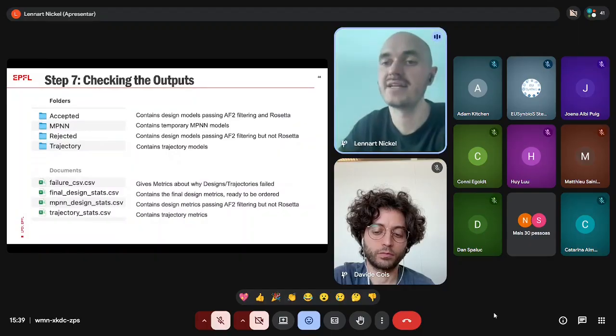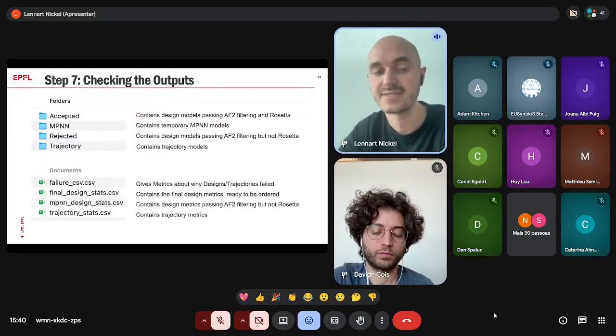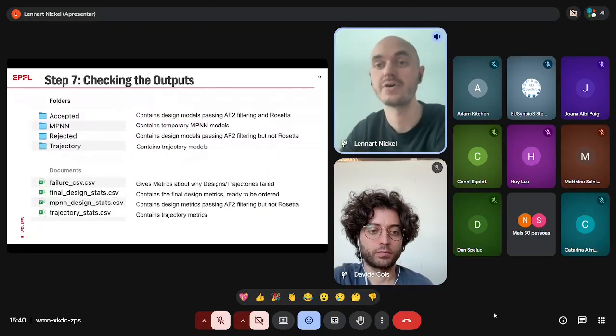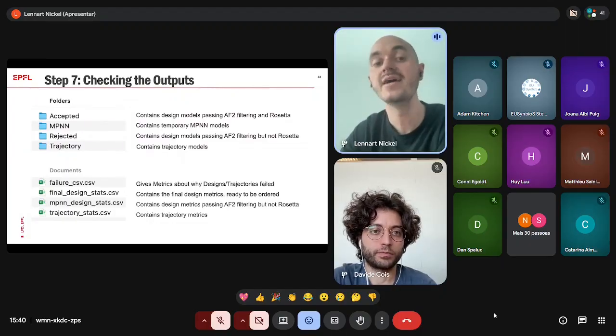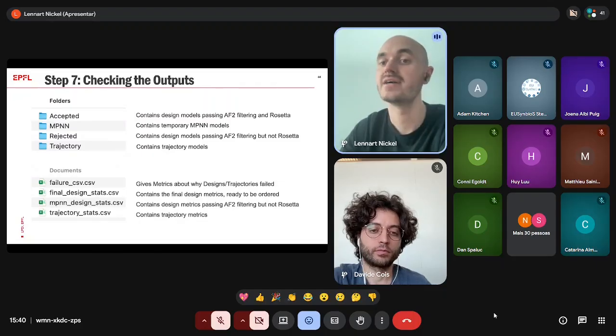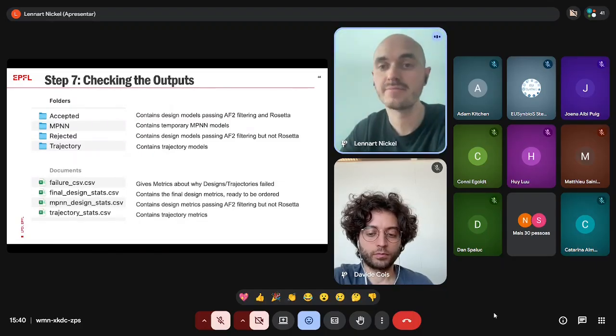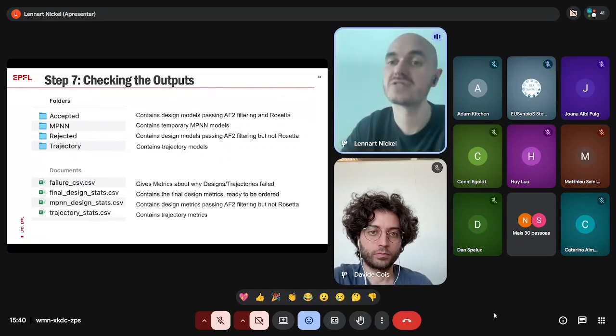Now, if you have run your designs overnight and you come back the next morning, what you will hopefully find are these kinds of outputs. You will find folders that will give you the trajectories, MPNN, and then accepted and rejected designs. The most important part is the accepted designs. In there, you find designs that have passed all the filters that you have been applying, that in theory are ready to be ordered for wet lab validation. In MPNN, you find essentially one step before, just the repredicted MPNN sequences, not yet filtered. And then in trajectory, you can find the raw trajectories before sequence optimization.